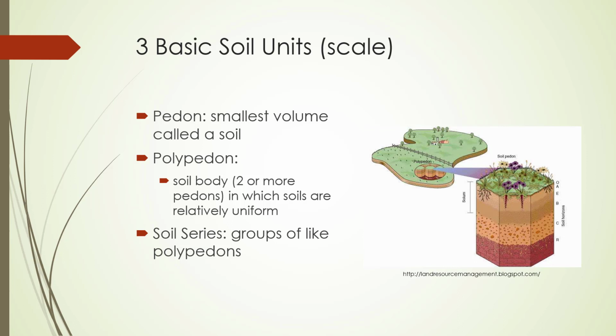So a pedon is the smallest volume called a soil. A polypedon is a soil body of 2 or more pedons in which the soils are relatively uniform, and then a soil series is going to be a group of like polypedons.